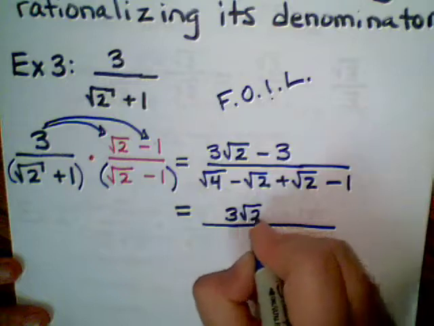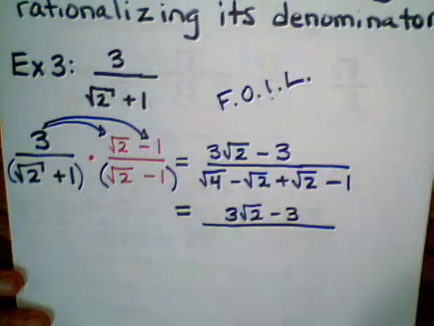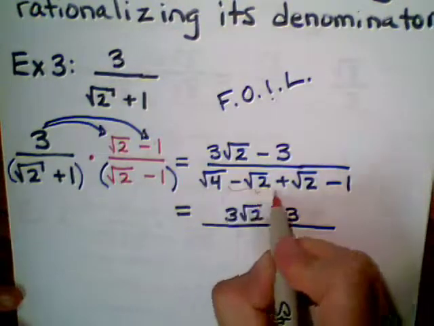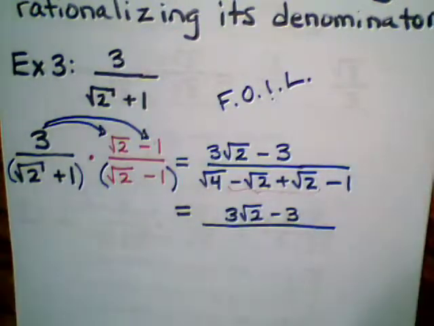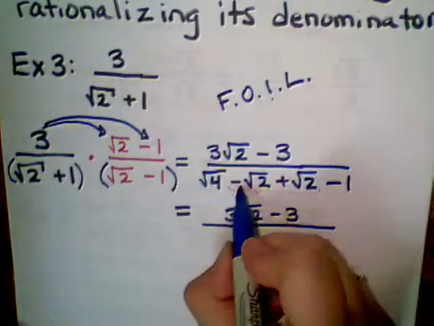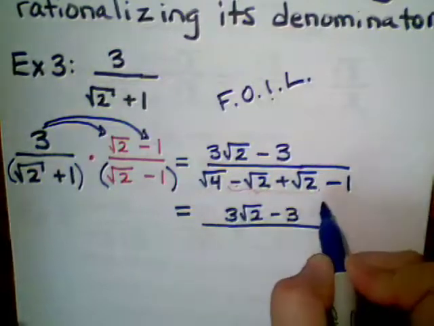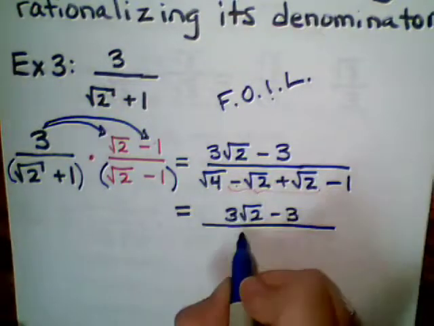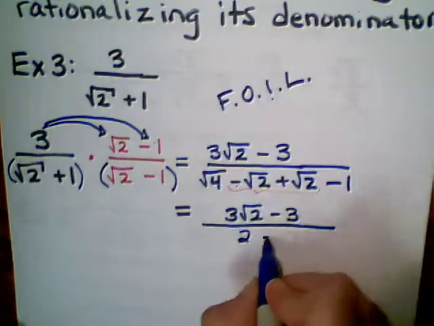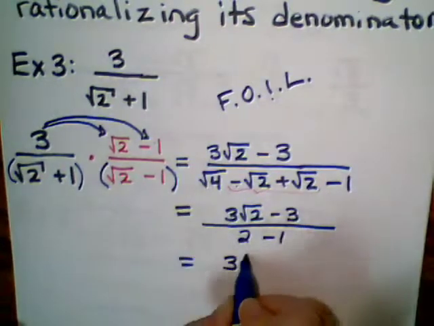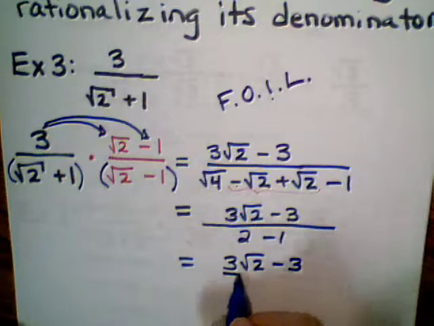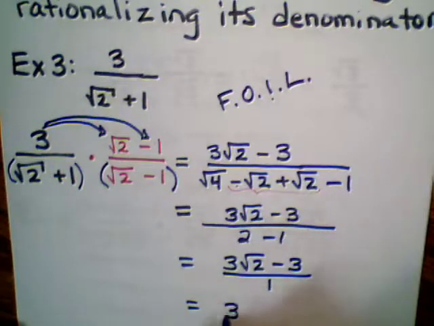I don't think there's anything in the numerator that I want to simplify right now. But in the denominator, I see opposites that should add up to 0. So negative square root 2 plus square root of 2 is 0. That leaves me the square root of 4, which is 2, minus 1.